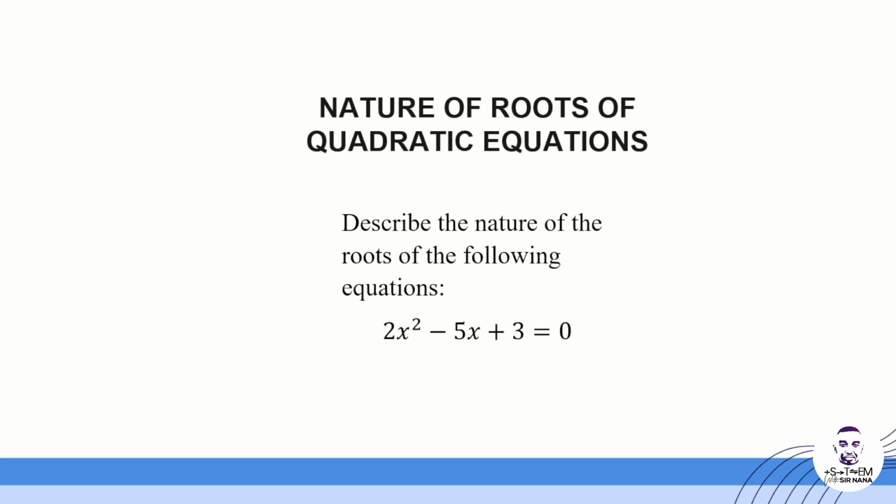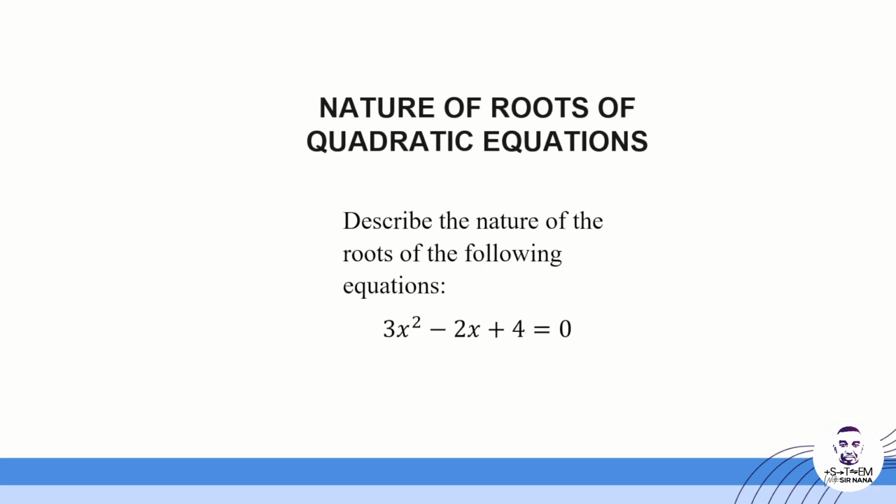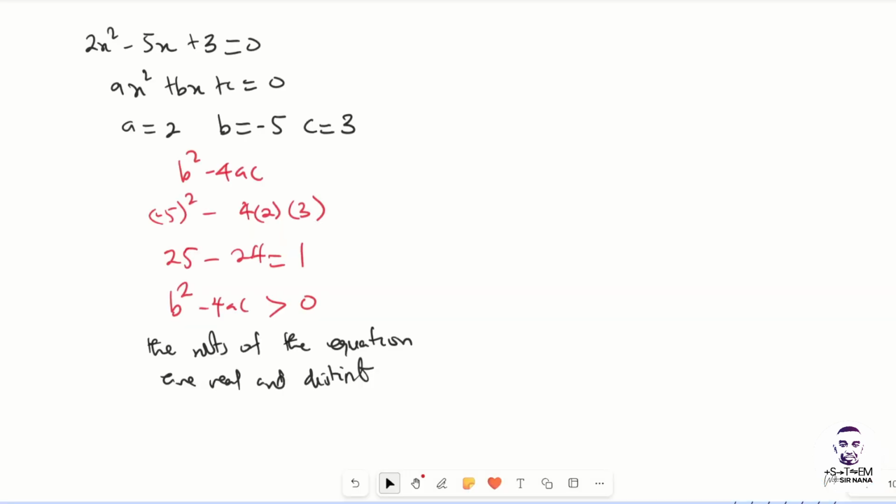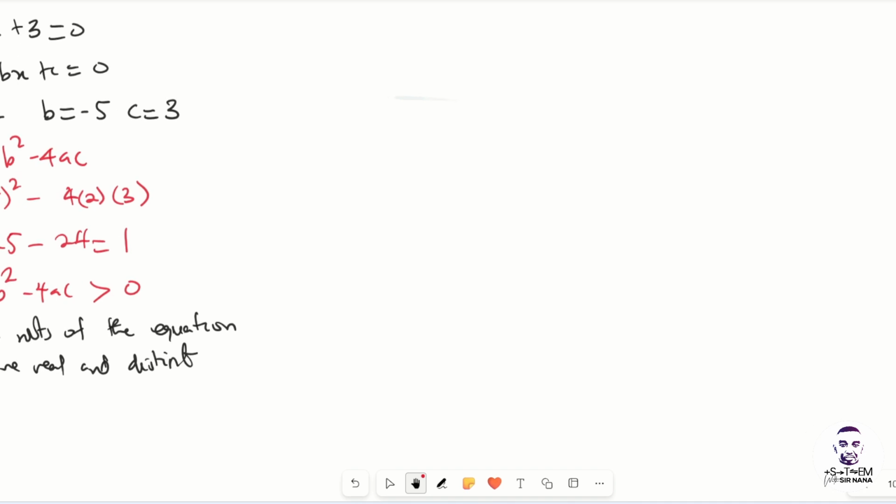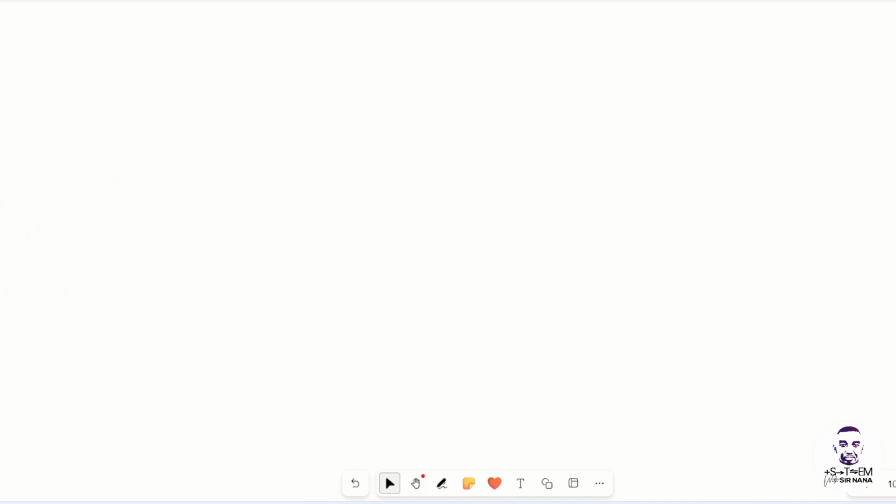So let's consider the final one. In this one, we have to describe the nature of the roots of the equation 3x squared minus 2x plus 4 is equal to 0. So let's consider the solution to this question. So the question given is 3x squared minus 2x plus 4 is equal to 0.